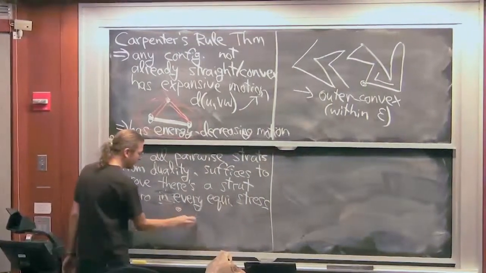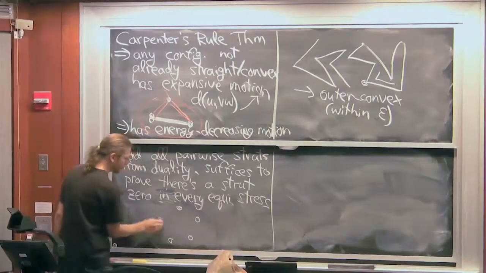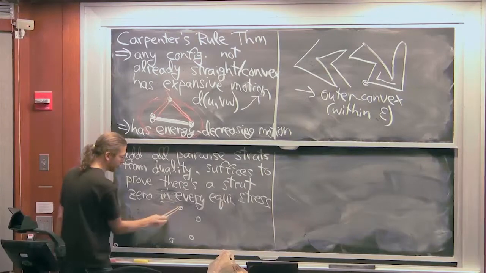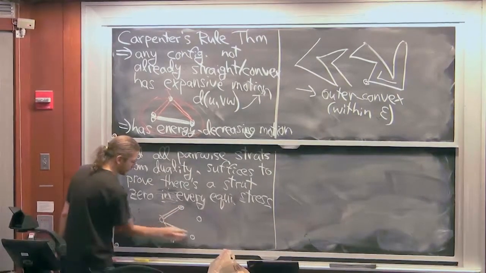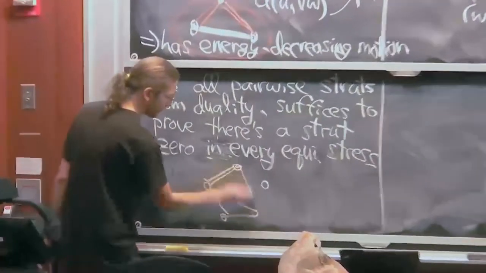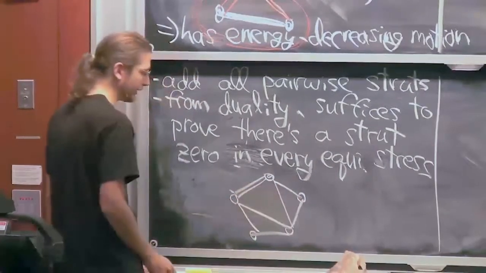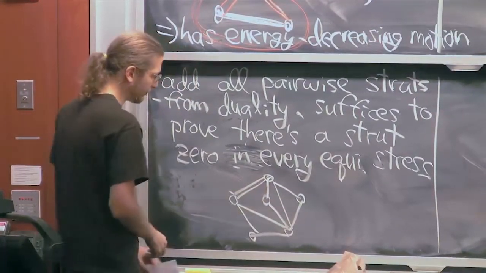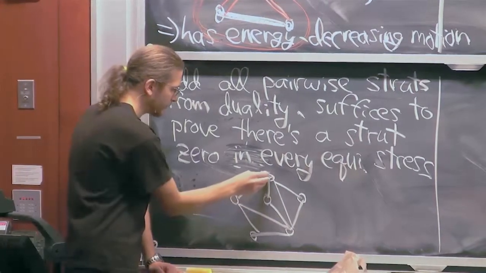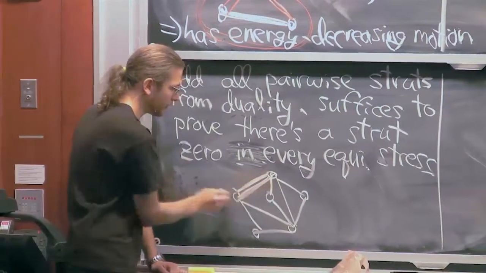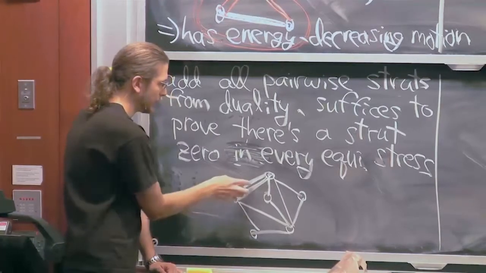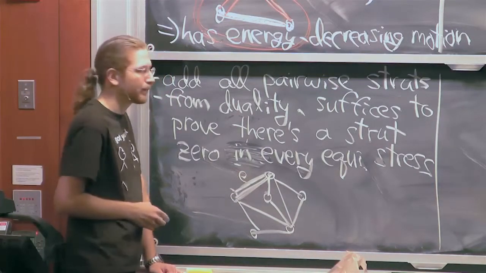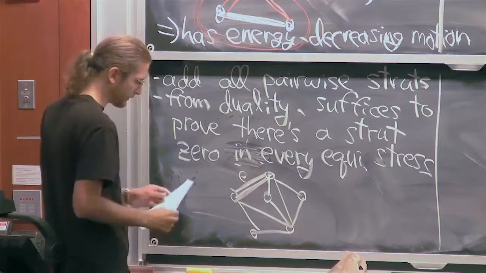So I've got the vertices on the corner here. One of these I replaced with a strut. The other guys are whatever they are. This is a pseudo-triangulation, not a very interesting one. It's a triangulation in this case. I'll add a vertex here. Now it's a pseudo-triangulation. So this guy got replaced with a strut, for example. I claim this guy is zero in every stress. Why is it zero in every stress?